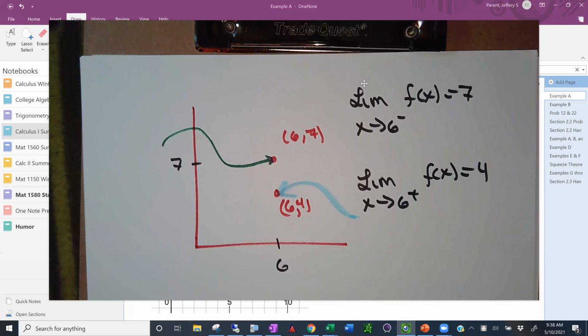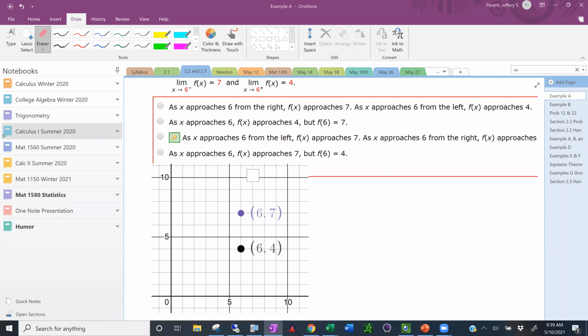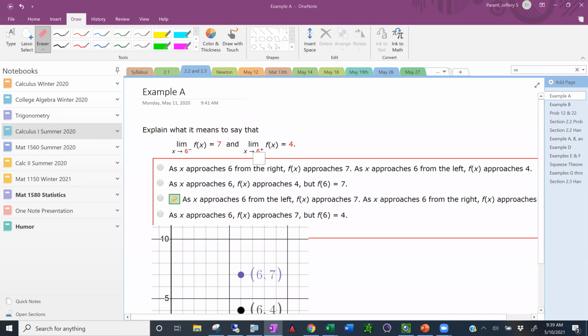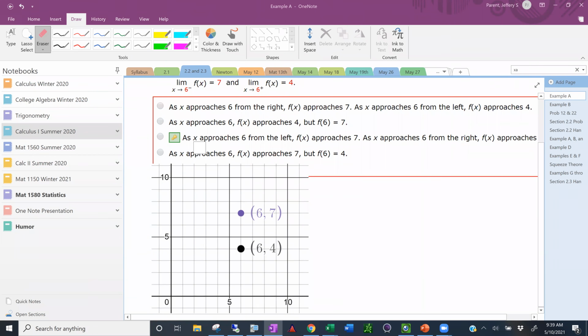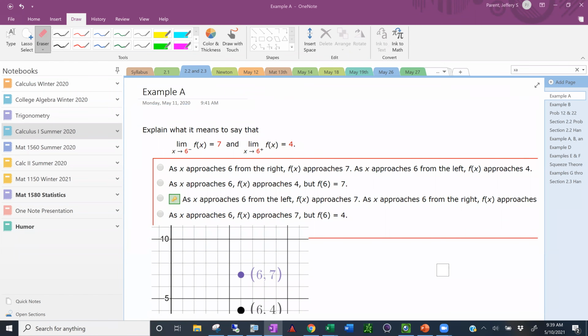Now you'll be doing the homework on WebAssign, and a lot of times they have some multiple choice questions for you. So let's take a look at what they would look like on WebAssign and try to enhance our understanding a little bit. On WebAssign, you'll get some choices and be asked to explain what this means. The correct explanation is, as x approaches 6 from the left, f of x approaches 7. As x approaches 6 from the right, f of x approaches 4.